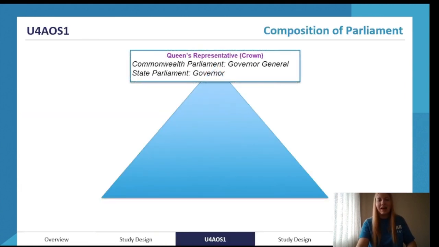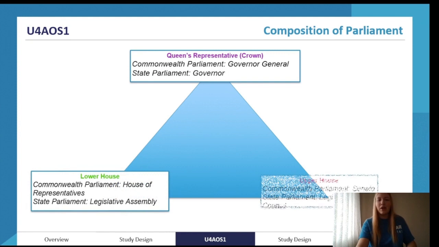Let's jump right in. Beginning to look at Unit 4 Area of Study 1, we'll start with the composition of Parliament. This is crucial for you to understand because this is what you study for the rest of the year. So this knowledge you have to have.